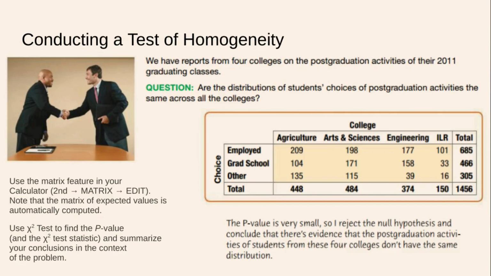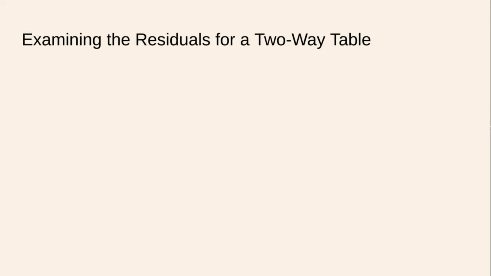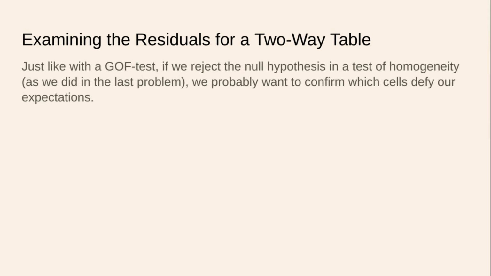So now we need to talk about examining the residuals for a two-way table, because just like with a goodness of fit test, if we reject the null hypothesis in a test for homogeneity, as we just did, we probably want to confirm which cells are making us do that, which cells specifically are defying our expectations. And spoiler alert, there are many cells that defy our expectations. That's why we had some serious scientific notation in our p-value.